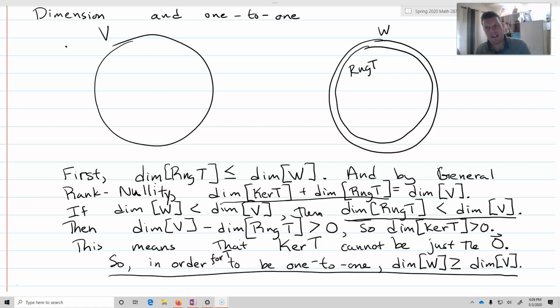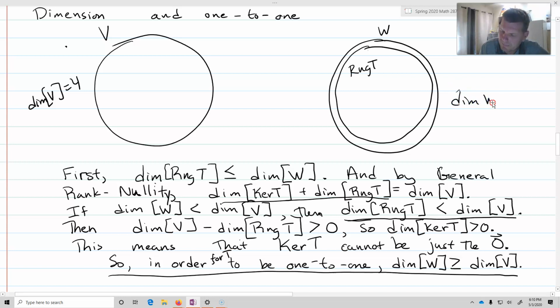Another way to think about this is in terms of numbers, and we'll use some examples. Let's say the dimension of V is going to equal 4, and let's say the dimension of W equals 3.